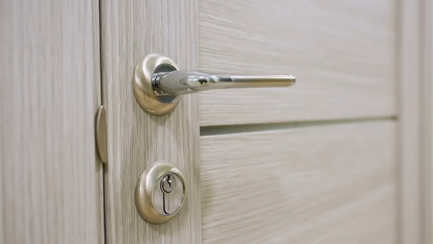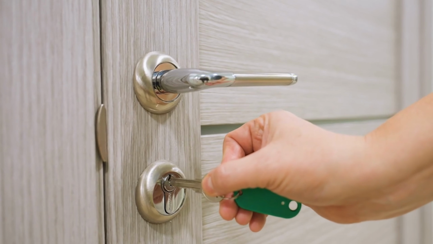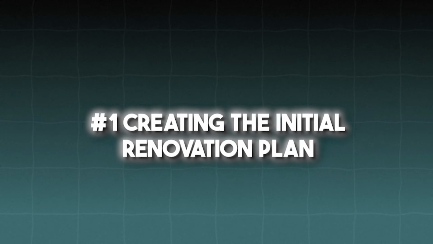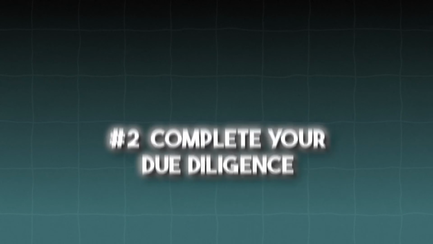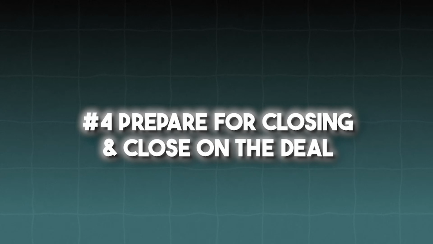Once you've actually closed the deal, you've signed all the documents, you've funded the project, then you need to make sure that you get over there and you change the locks. You put a lockbox on the property so that contractors can get in when they need to, and you're just ready to hit the ground running with the next steps of the project. All right, so planning and acquisition phase one includes creating that initial renovation plan, completing due diligence, securing financing, and then preparing for and closing on the deal.